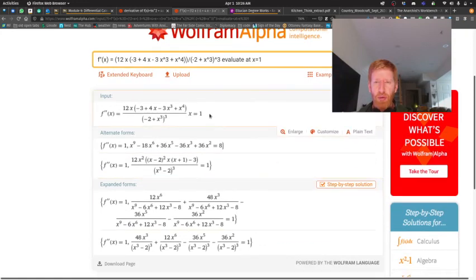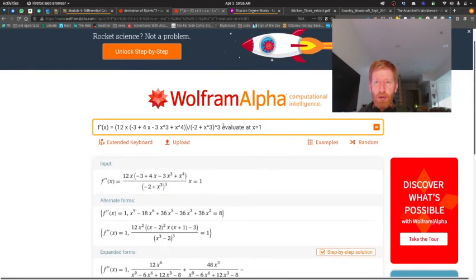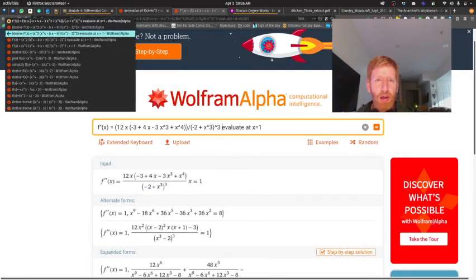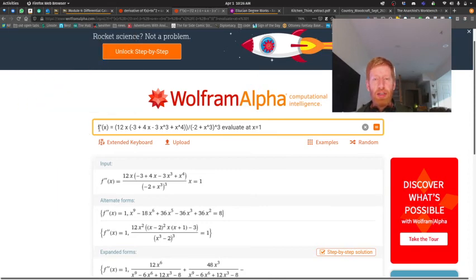Why is this being weird? X equals 1, expanded form. How did I get that before? Got this whole thing, evaluate at x equals 1. I think it worked here. Or do we need to put it in parentheses? I think that's what we're missing.